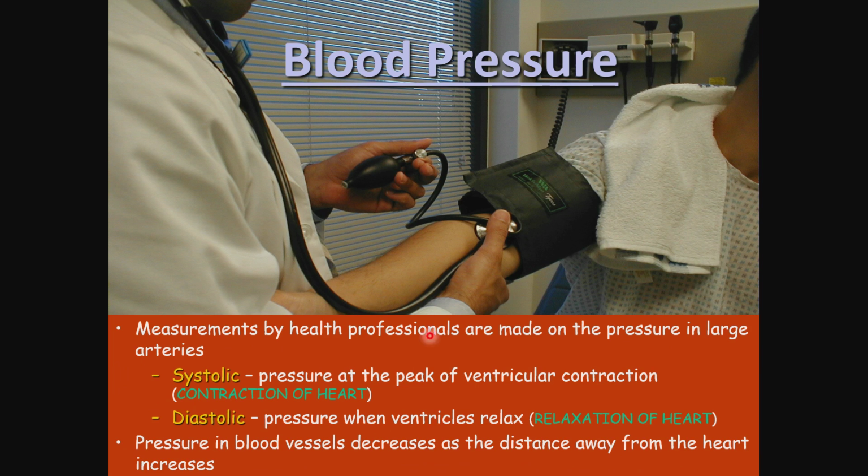Okay, so the first vocabulary term is systolic. This is the pressure at the peak of your ventricle contracting, aka the contraction of the heart. And this is the top number that you're going to get. The diastolic number, which is on the bottom, is the pressure when your ventricles are relaxed, okay? They relax, so the heart is relaxed. Pressure in the blood vessels decreases as the distance away from the heart increases. So you don't want to do blood pressure necessarily at your ankle because you're not going to get the best reading.